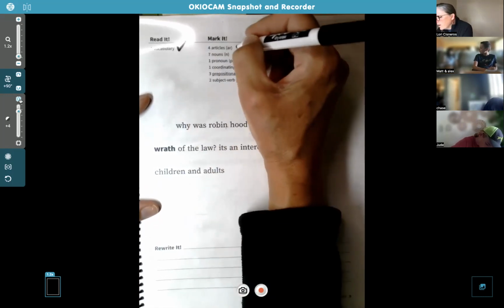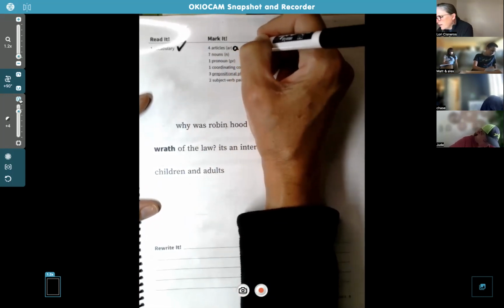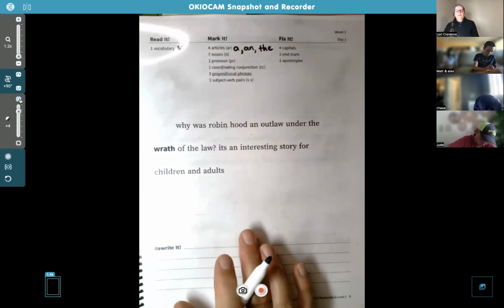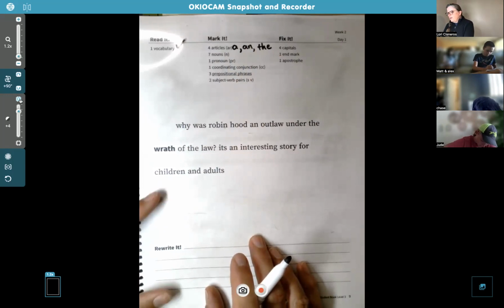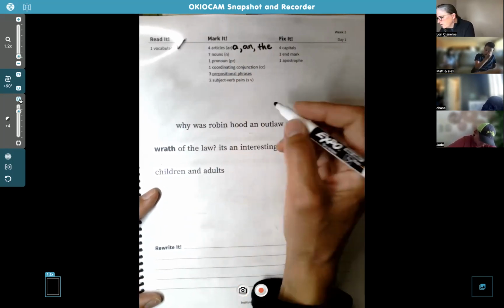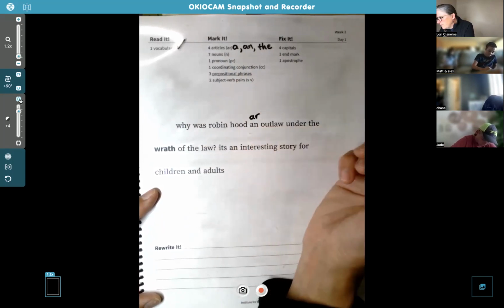And then over here under market, go ahead and write in like we did last time, a, an, and the. I just like to write it in so I can remember what they are. And then those are so easy. Go ahead and find them by yourself. Look for those types of words and then label it with AR.